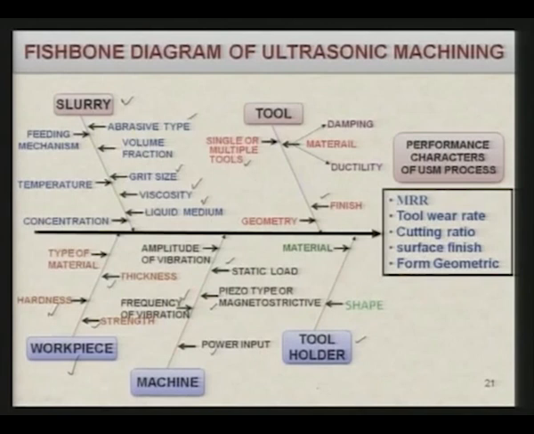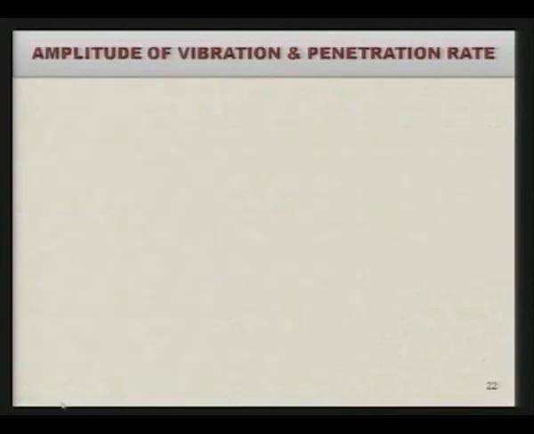Now, the question arises, in what way you are going to evaluate the performance of the ultrasonic machining process. As I have mentioned earlier also, you can evaluate the performance of the process in terms of material removal rate, tool wear rate, cutting ratio, which is nothing but the ratio of the material removal rate and tool wear rate, we will see later on, surface finish and form geometry that you are obtaining.